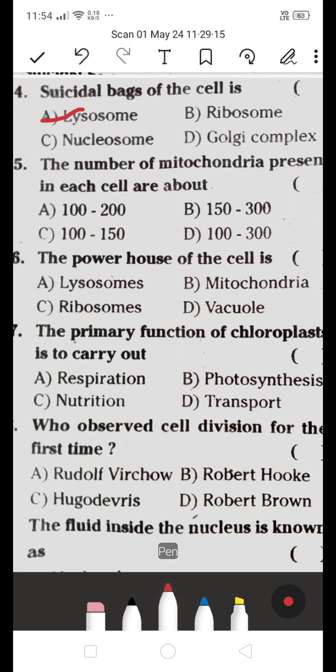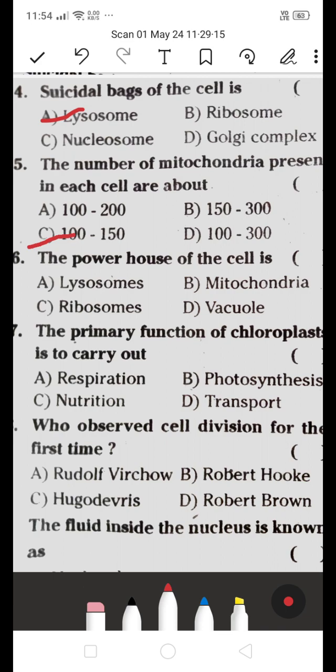The number of mitochondria present in each cell is, is it A, 100 to 200, B, 100 to 150, C, 150 to 300, or D, 100 to 300? Which is the right answer? Actually, the number of mitochondria present in each cell is 100 to 150, because it varies from cell to cell. It depends on the cells.